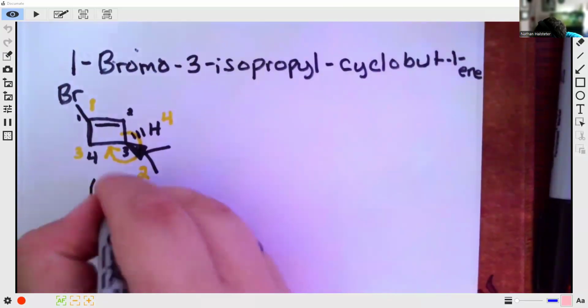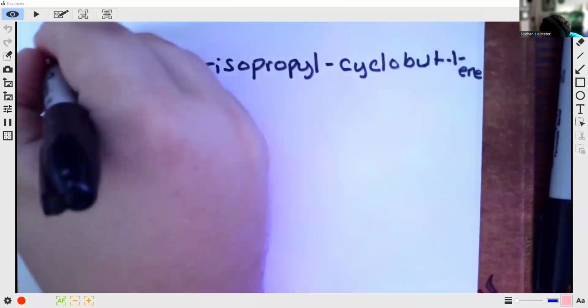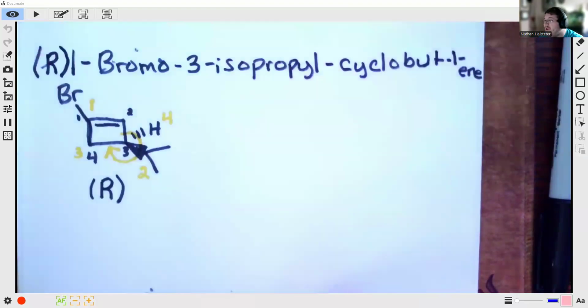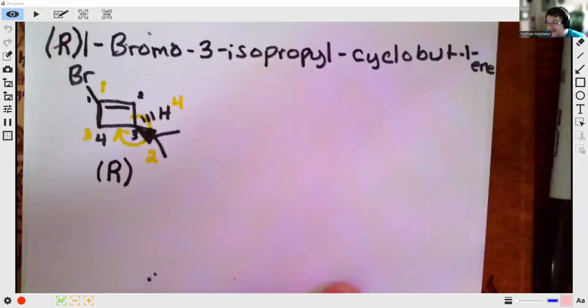So if I were to ask you to name this, which I'm probably not going to ask you to put the letter in the name itself, but I could ask you if it's R or S, would be R1-bromo-3 isopropyl cyclobutadiene. Great practice. Feel free to do these, come back to this video anytime and try these again.